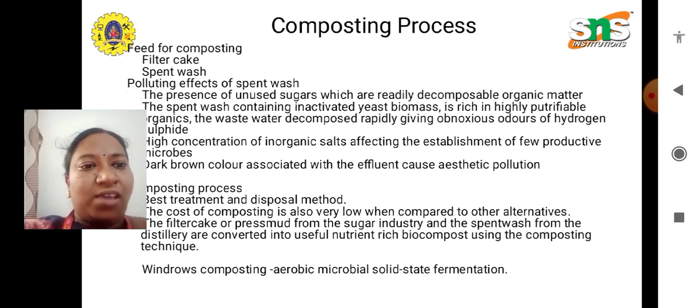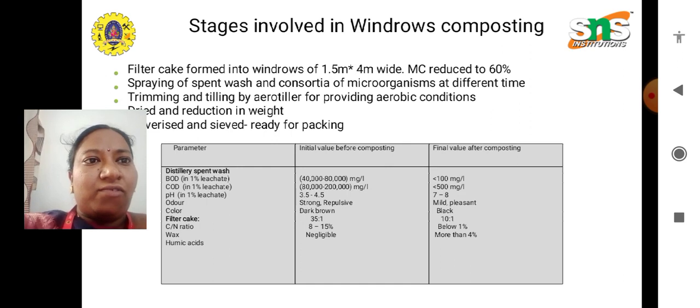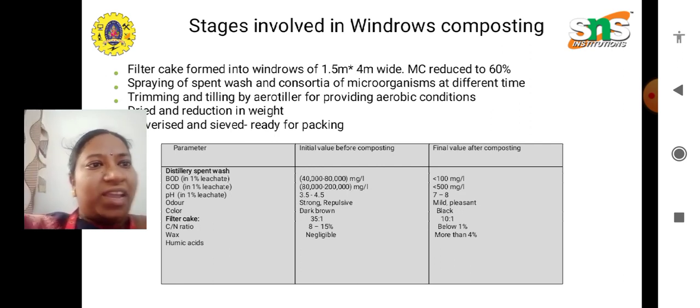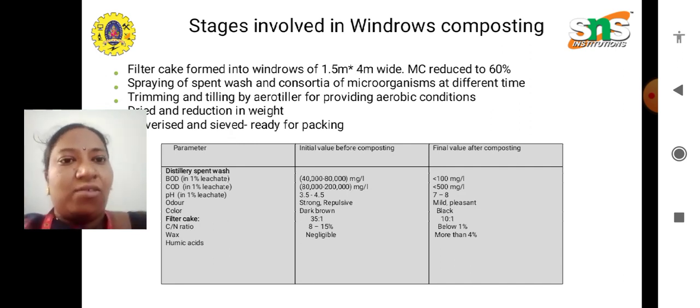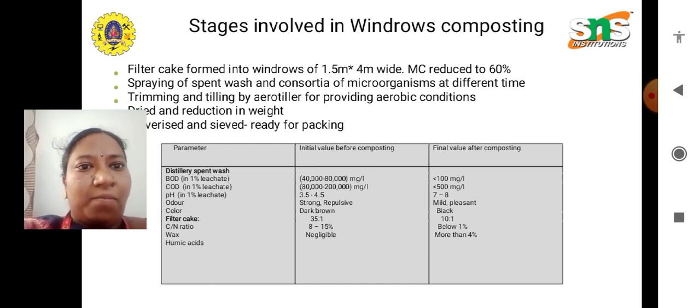So windrow composting, or aerobic microbial solid waste fermentation, is used. The filter cake is formed into windrows of 1.5 meters by 4 meters wide. Moisture content is reduced to 60%. Hence, spent wash from the distillery unit is sprayed. A consortium of microorganisms is added at different times, with turning and tilling by an aero tiller for providing aerobic conditions, or it is tilled once in 2 days. Then it is dried, reduced in weight, sieved and made ready for packing.